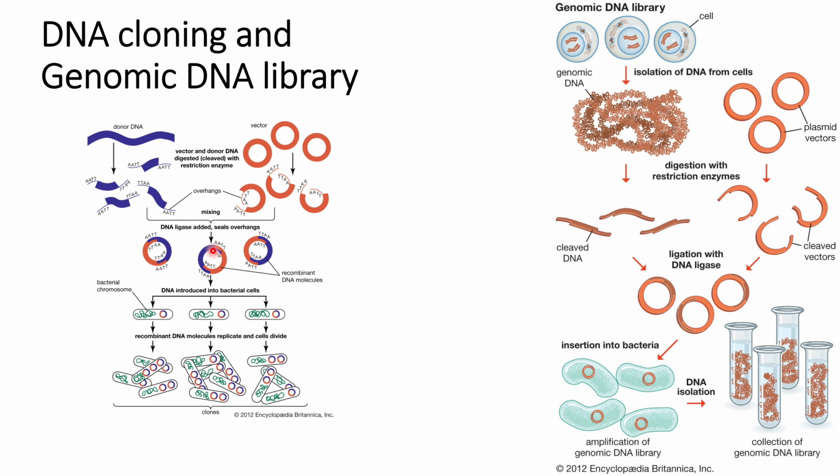After that, we transfect this recombinant DNA into bacterial cells, and these bacterial cells are treated in a way that they can take up this recombinant DNA molecule. The membrane of the bacteria is made more permeable to take up the recombinant DNA molecules.